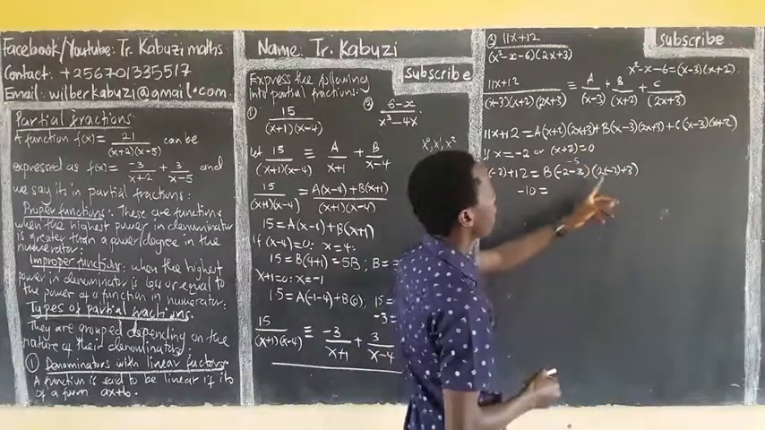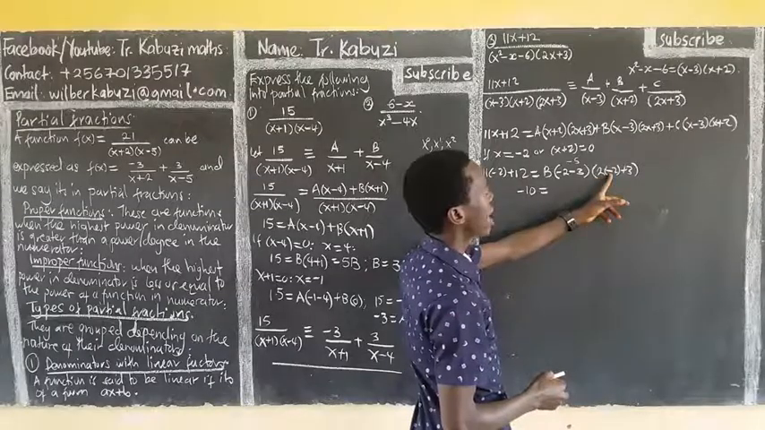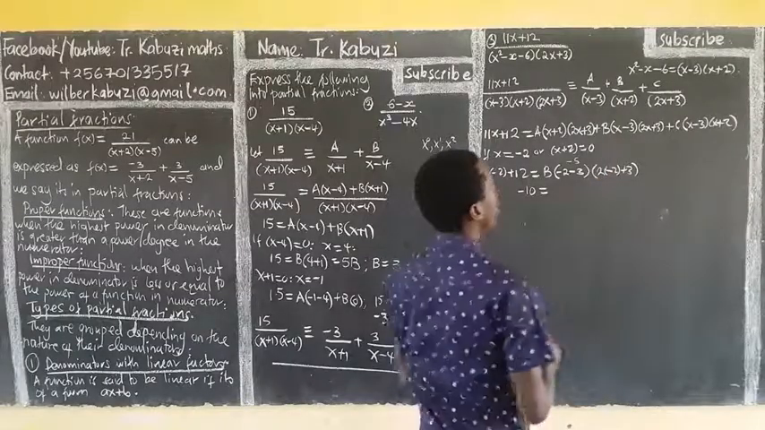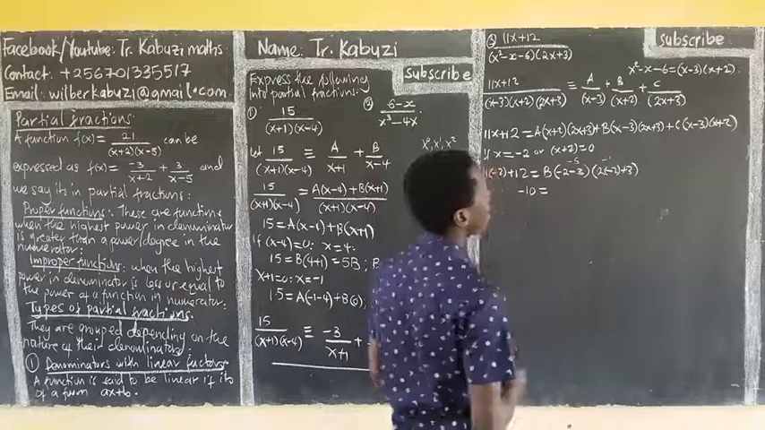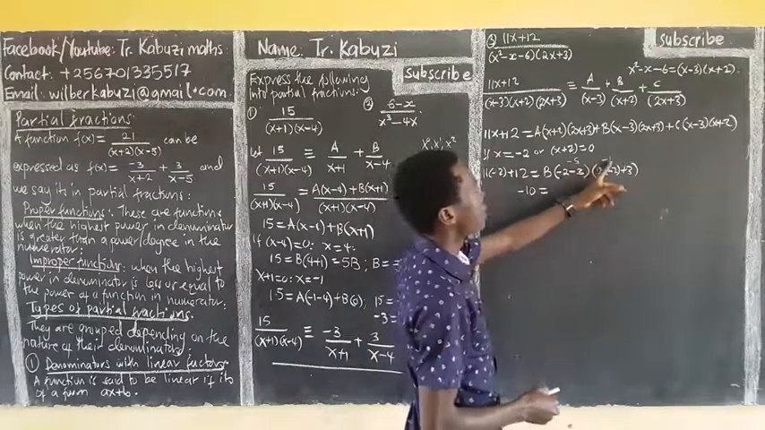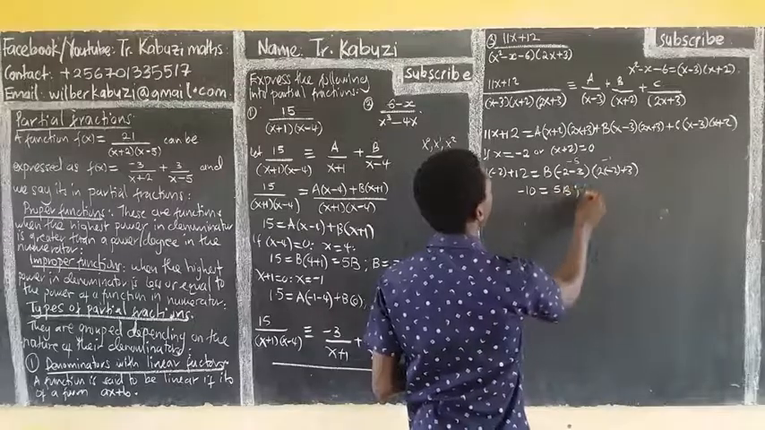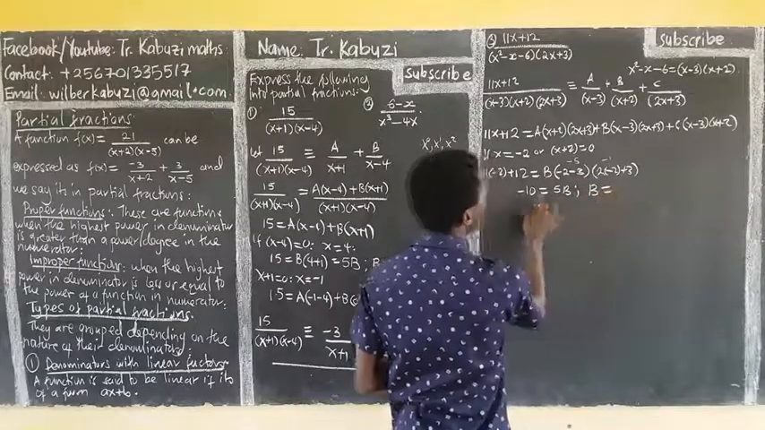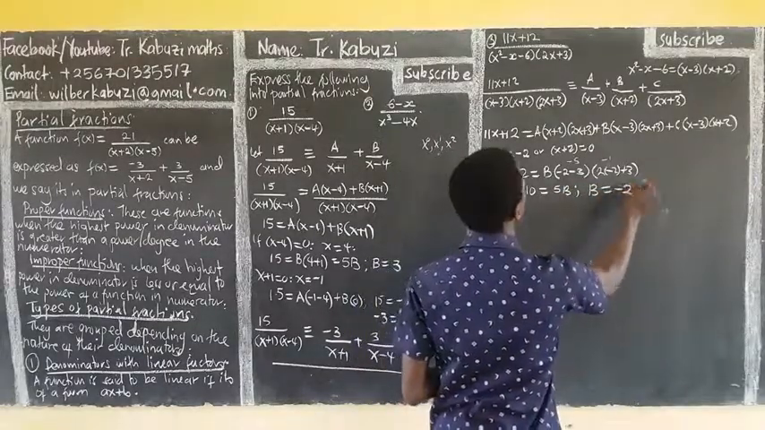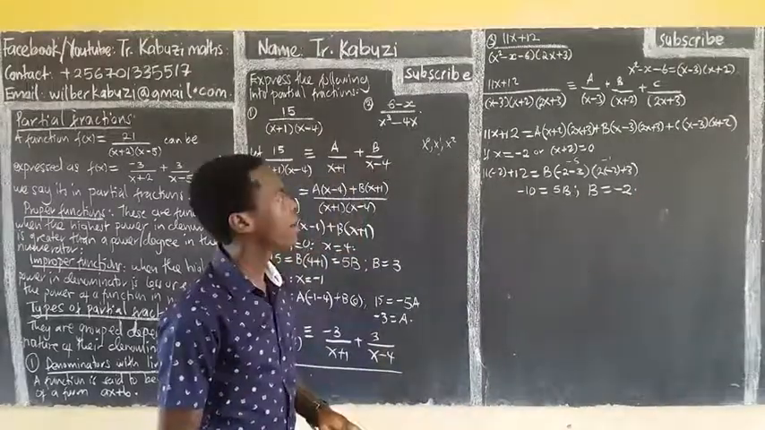Then here we simplify. So this one is going to be negative 4 plus 3, which will give us a negative 1. The negative 5 times negative 1, we are going to get a 5B. And from here, I see that our B, when we divide this side, it's going to be negative 2. So you have got the value of B.